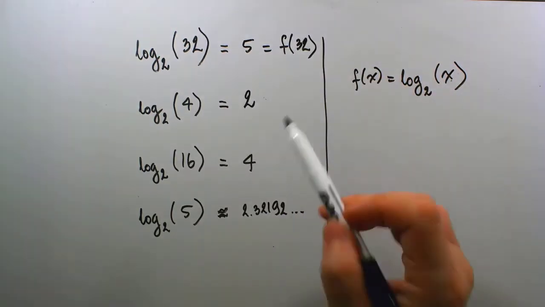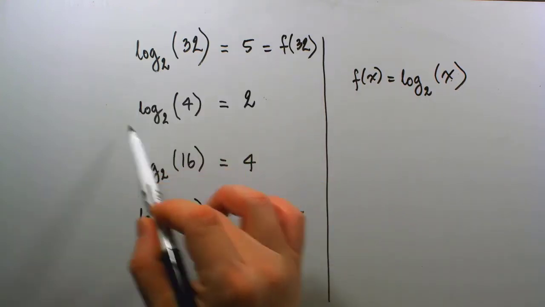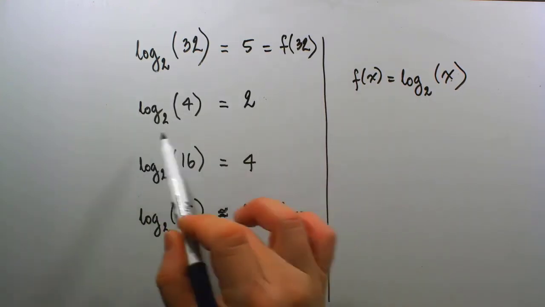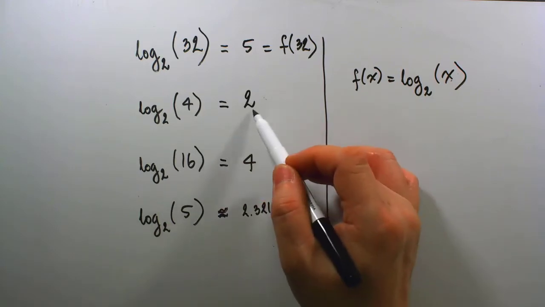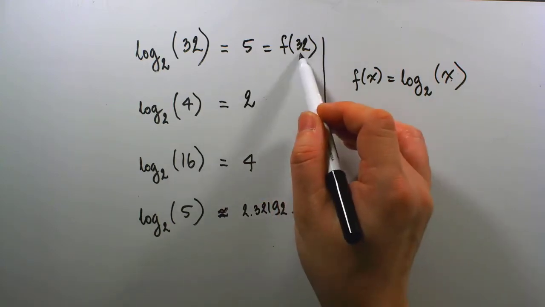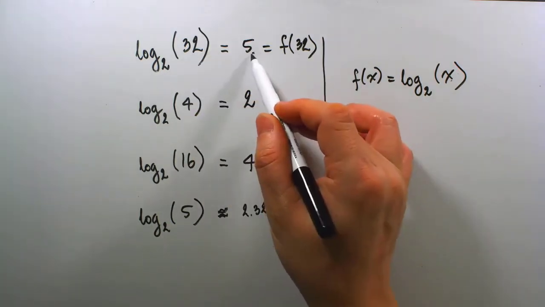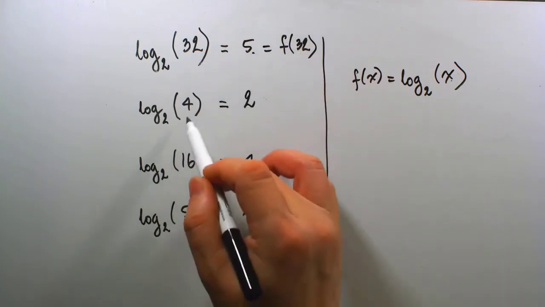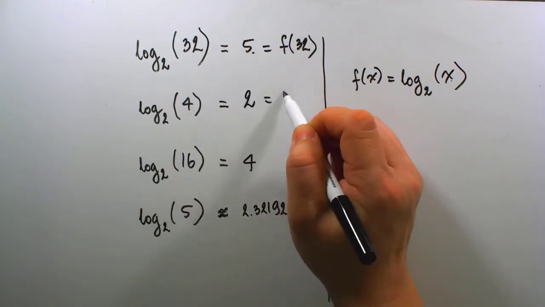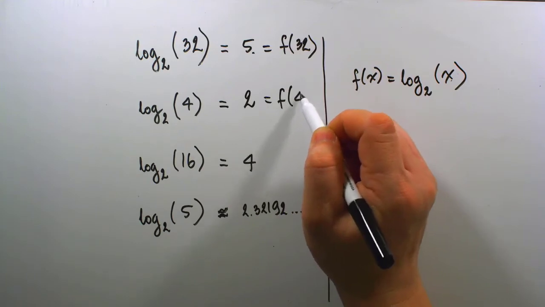If we're now looking at this computational problem that we did earlier, log base 2 of 4, the output here, so this is now input being 32 and the output was 5 here. Now the output is 2, the input there was f of 4.